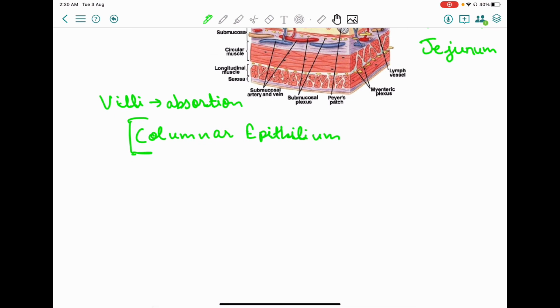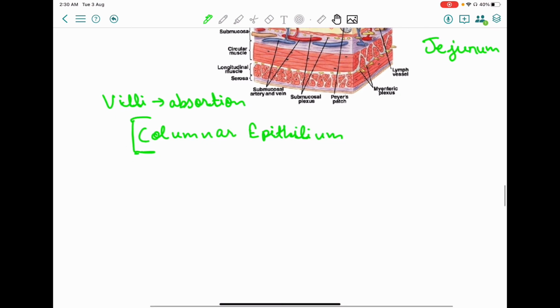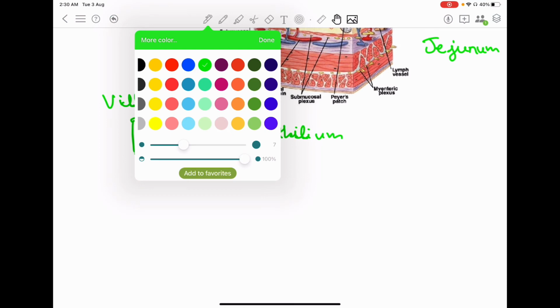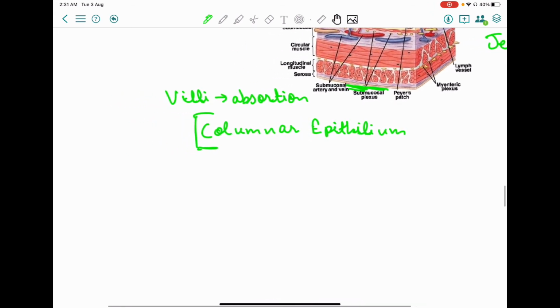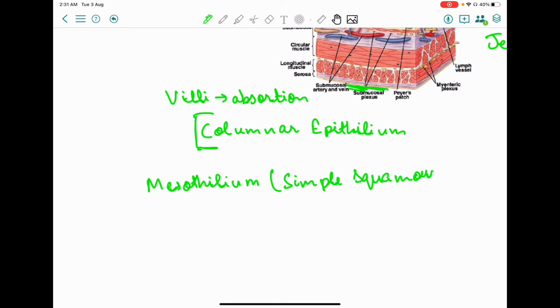Then the serosa, I want to tell you one more thing. Here at the end, mesothelium is there. And which type of mesothelium is this? This is simple squamous mesothelium.